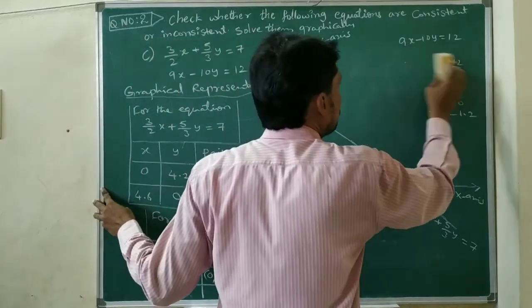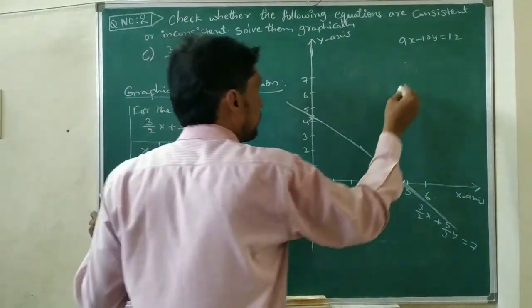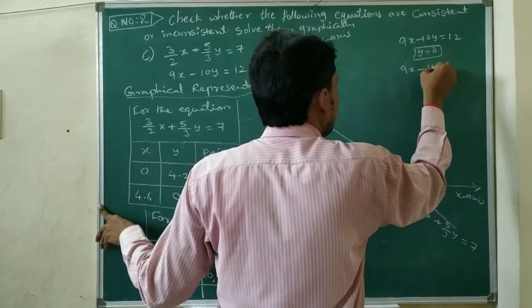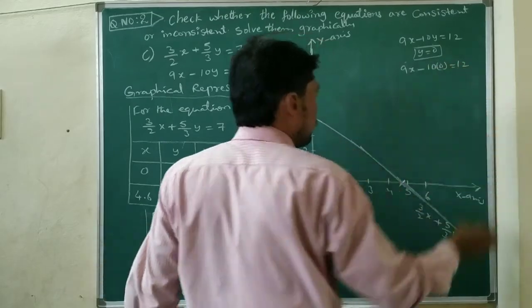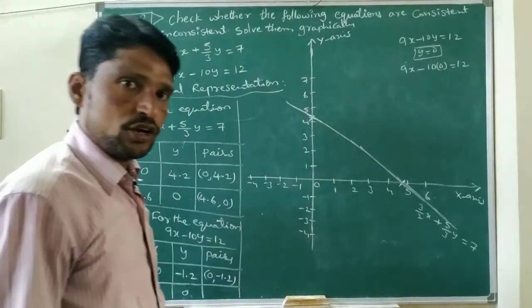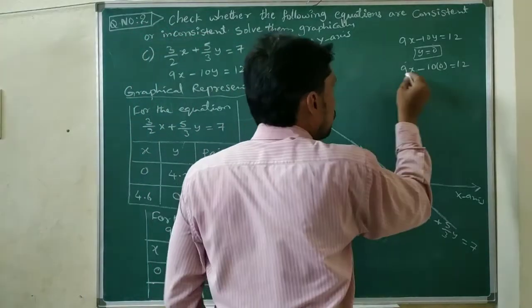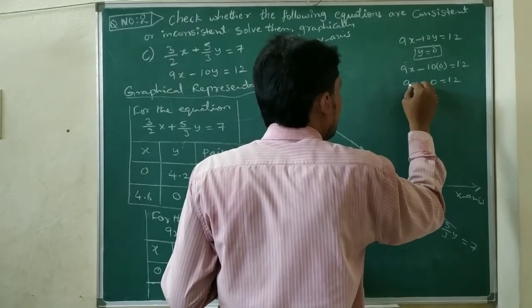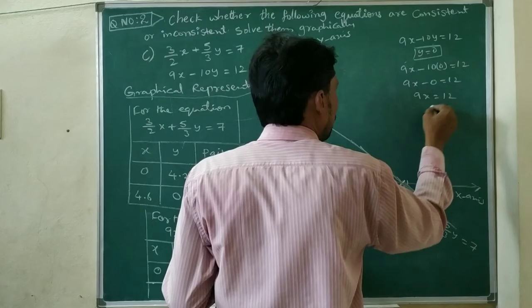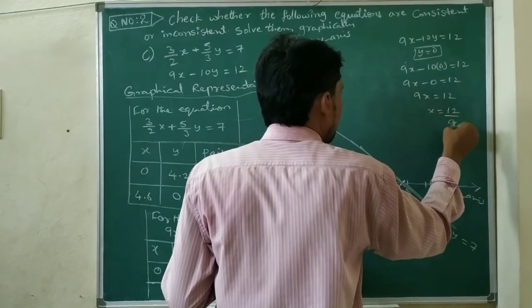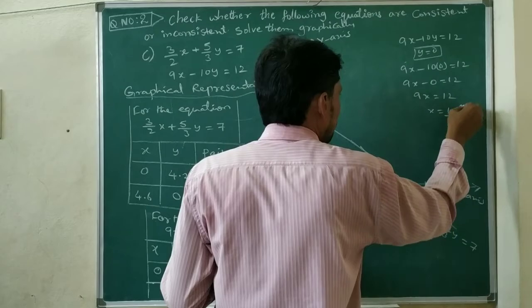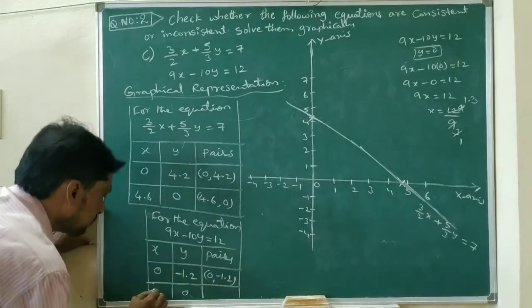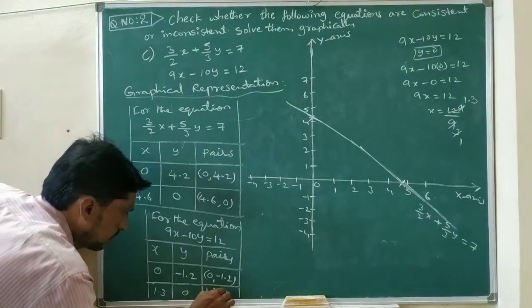Now in this equation, take the y value as 0. So 9x minus 10 into 0 equals 12. 10 into 0 is 0, so 9x minus 0 equals 12, that is 9x = 12. So x = 12/9, which gives 1.3. So that point is (1.3, 0).